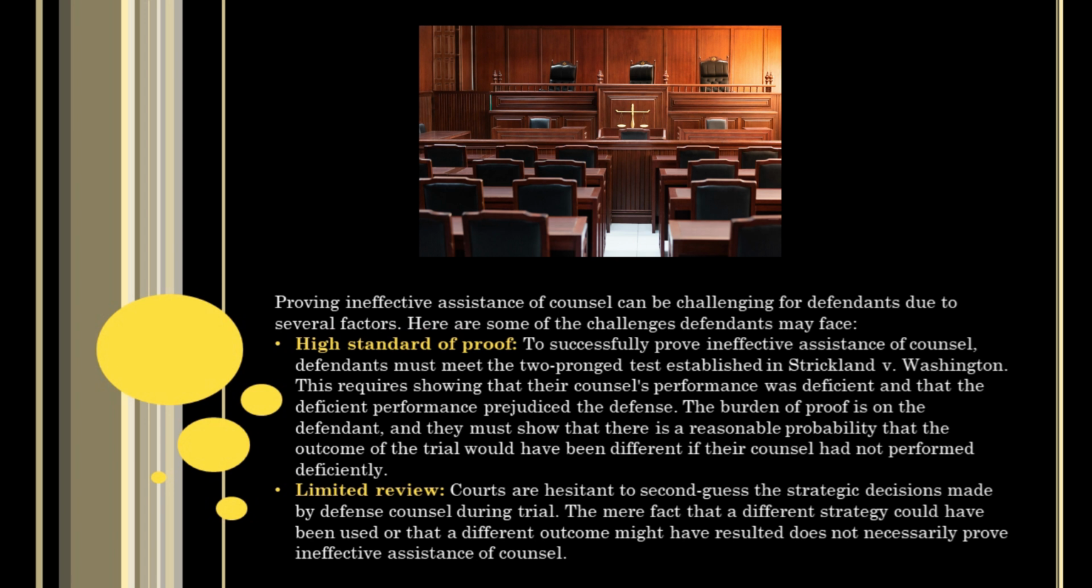High standard of proof. To successfully prove ineffective assistance of counsel, defendants must meet the two-pronged test established in Strickland v. Washington. This requires showing that their counsel's performance was deficient and that the deficient performance prejudiced the defense. The burden of proof is on the defendant, and they must show that there is a reasonable probability that the outcome of the trial would have been different if their counsel had not performed deficiently.